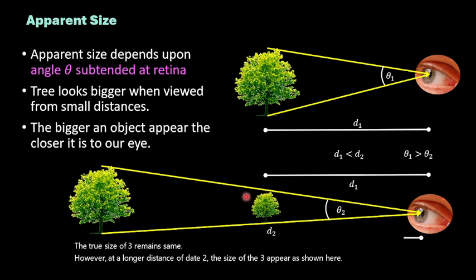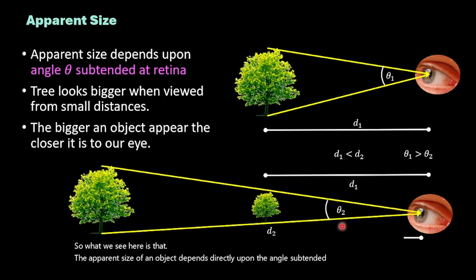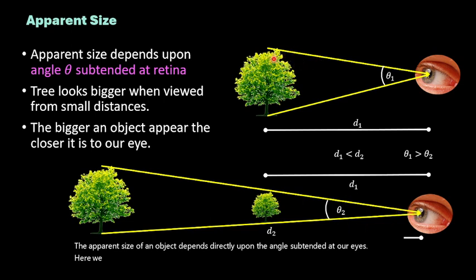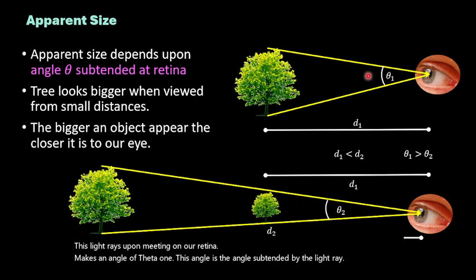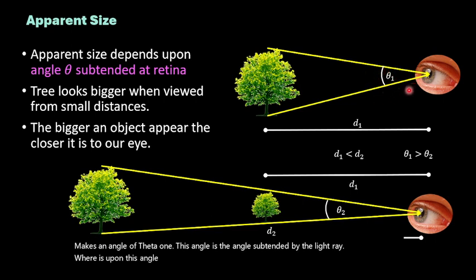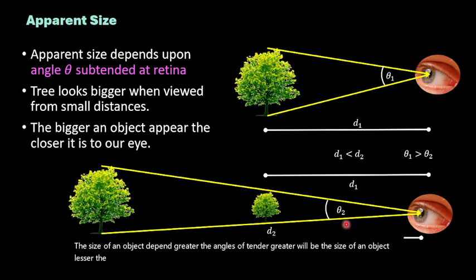So what we see here is that the apparent size of an object depends directly upon the angle subtended at our eyes. Here we have drawn light rays from top and bottom of a tree. These light rays upon meeting on our retina make an angle of θ1. This angle is the angle subtended by the light rays. It is upon this angle subtended at our retina that the size of an object depends. Greater the angle subtended, greater will be the size of an object. Lesser the angle subtended, lesser will be the size of an object as we perceive it, the apparent size.